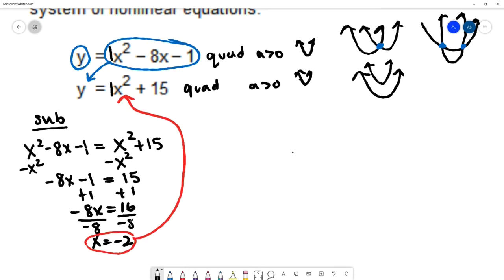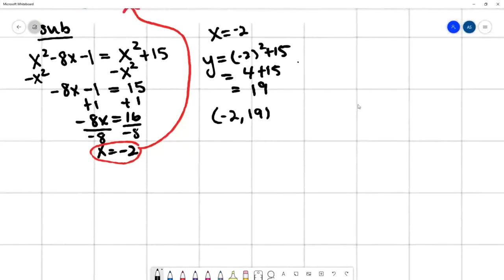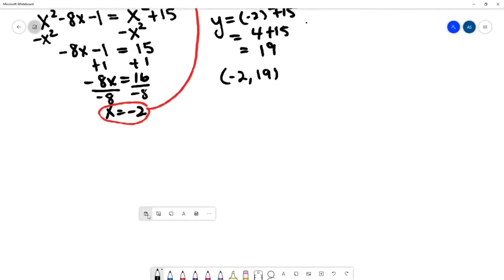either equation. So if x is negative 2, y is equal to negative 2 squared plus 15. Negative 2 squared is 4. Plus 15 gives me 19. So we get the solution, negative 2, 19. So that's with the substitution method. Let's take a look again with the elimination method.